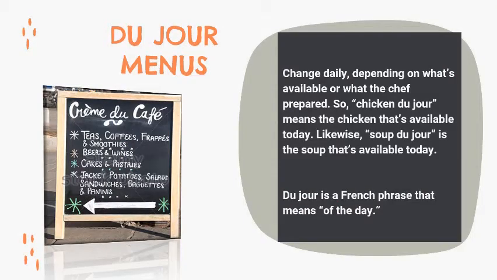As you can see in the picture is an example of a du jour menu. That means a du jour menu changes daily depending on what is available or what the chef prepares. So, let me give you some examples: chicken du jour means the chicken that is available today. Likewise, soup du jour is the soup that is available today in the restaurant. Do you know du jour is a French phrase that means "of the day"?